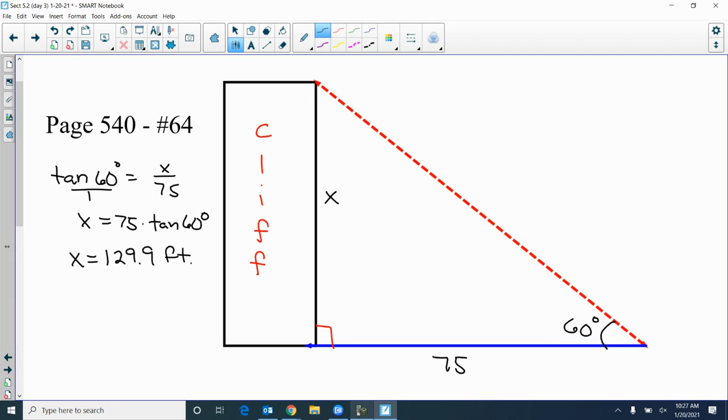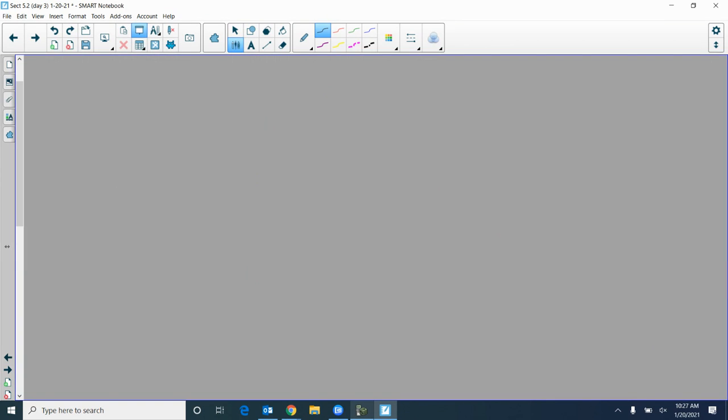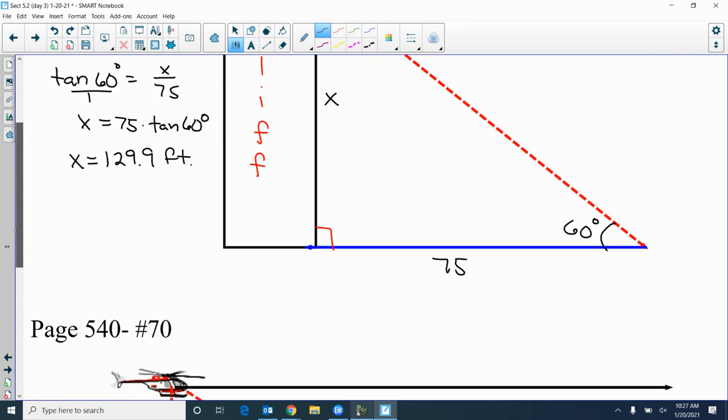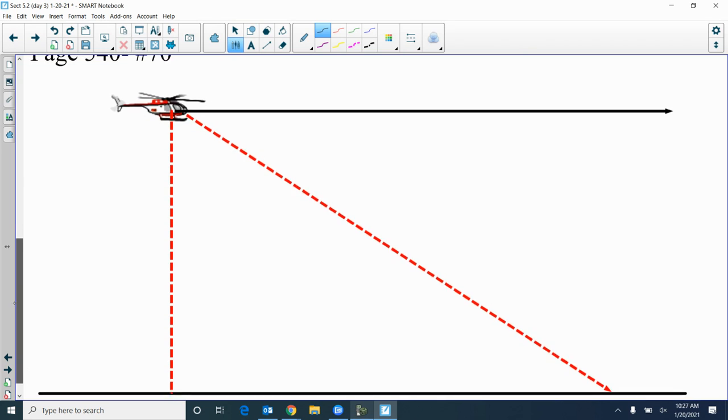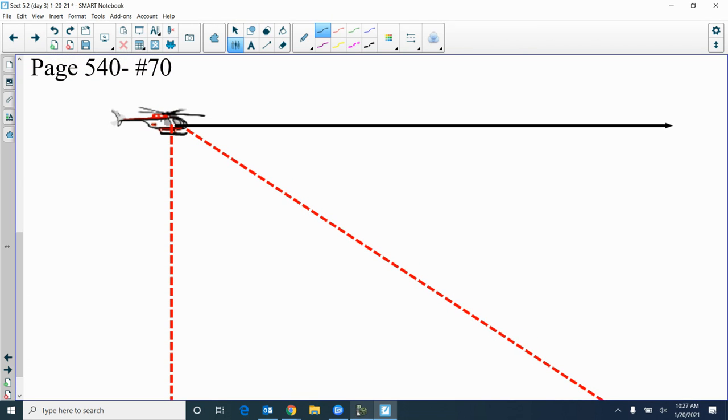Do you like my helicopter? It's not as good as my helicopter. See, those are my helicopter. My helicopter's better. Yeah, but let me see you draw a helicopter.